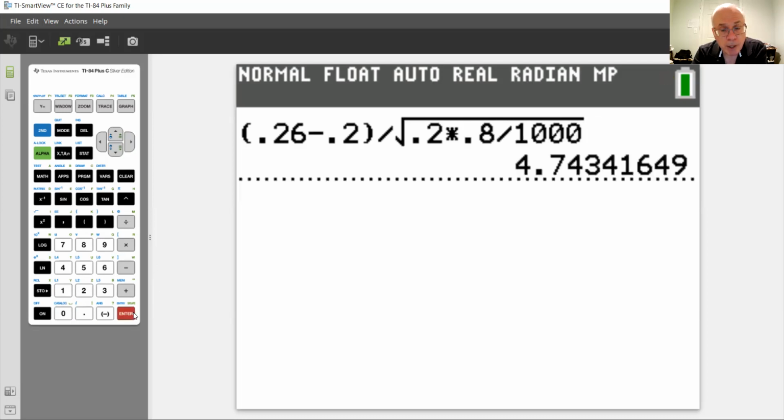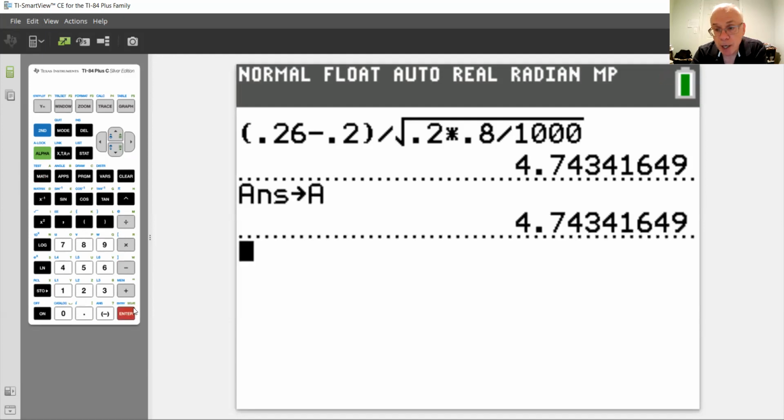Ooh, pretty big, 4.74. See a test statistic this big, you'll see that this is going to be an easy reject the null hypothesis, but let's do it anyway. Go through the motions of doing this. We'll store this into alpha A.